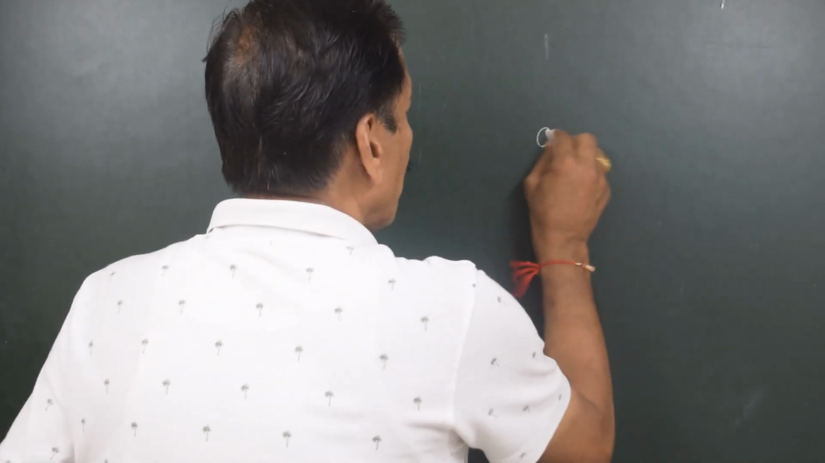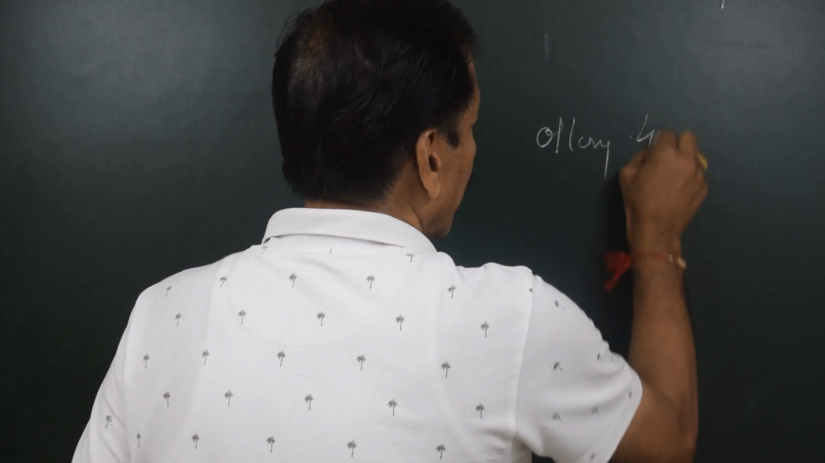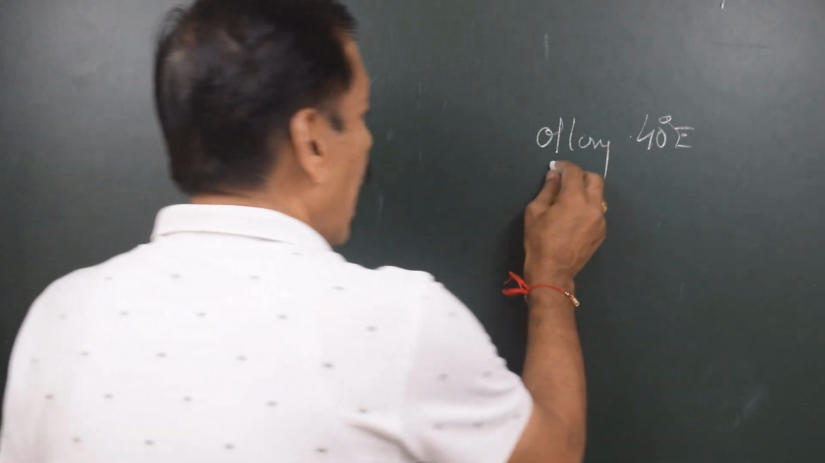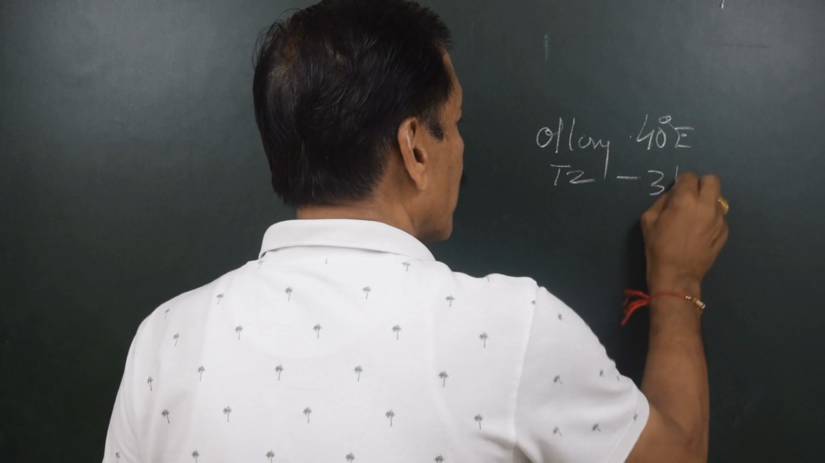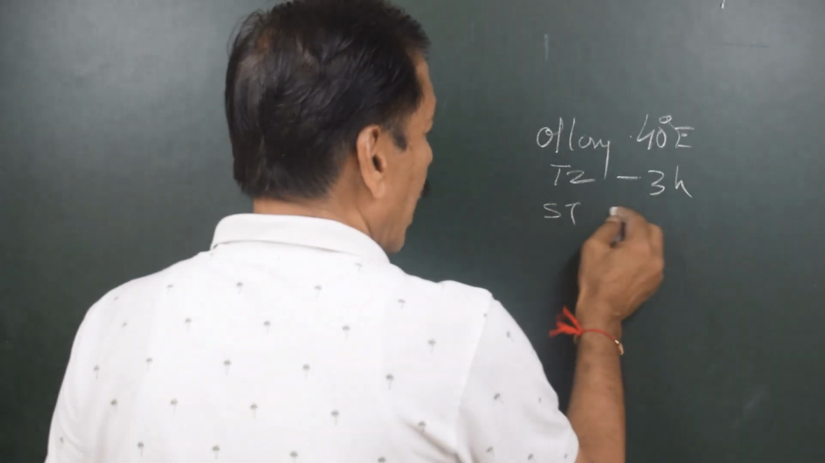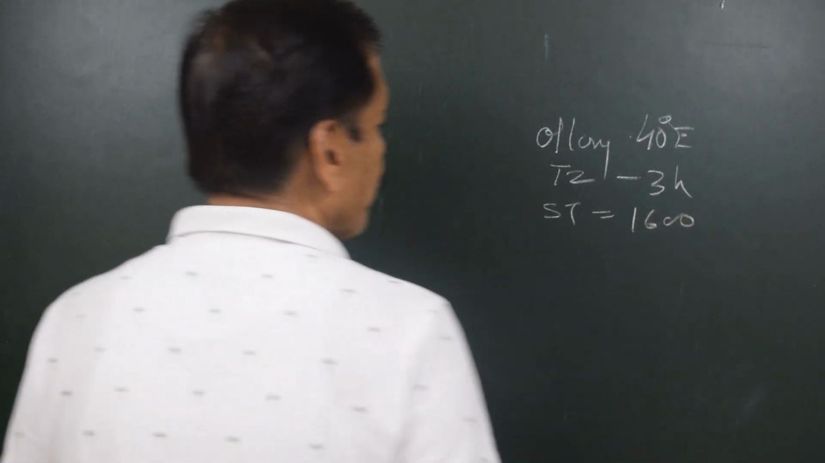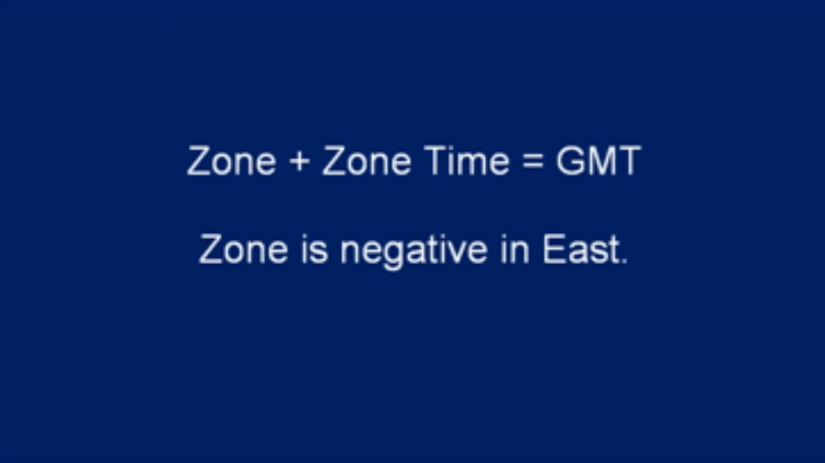Suppose I say observer's longitude is 40 degrees east, right? Observer's longitude is 40 degrees east and the time zone that is maintained is minus 3 hours, right? And the ship's time is 1600 hours. So how do you show this on the polar diagram?